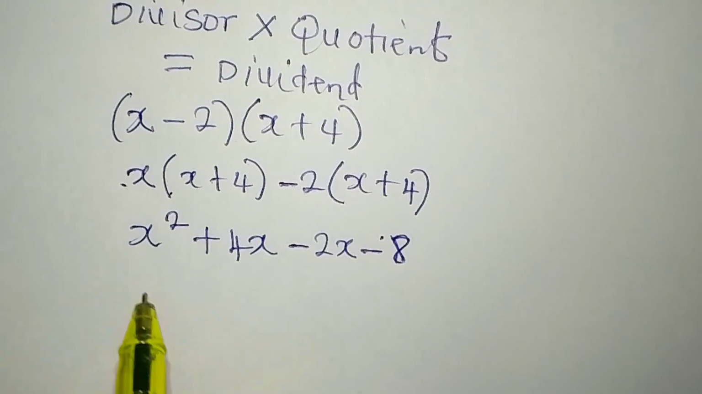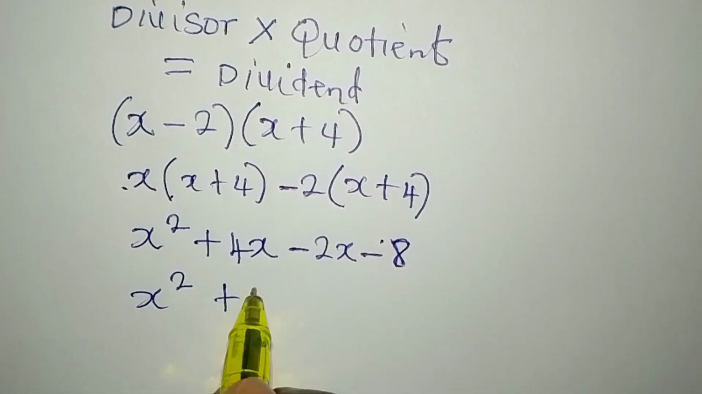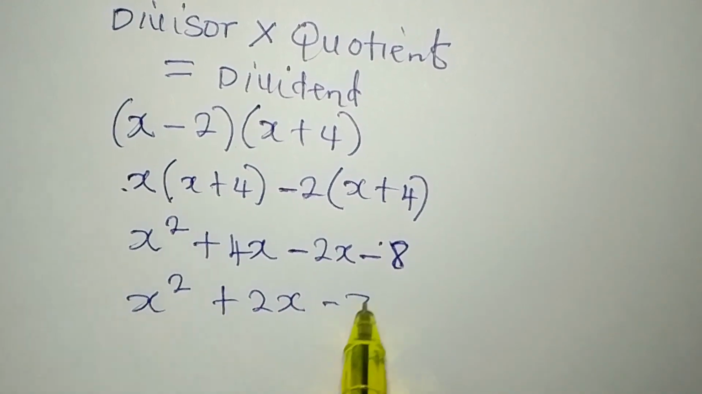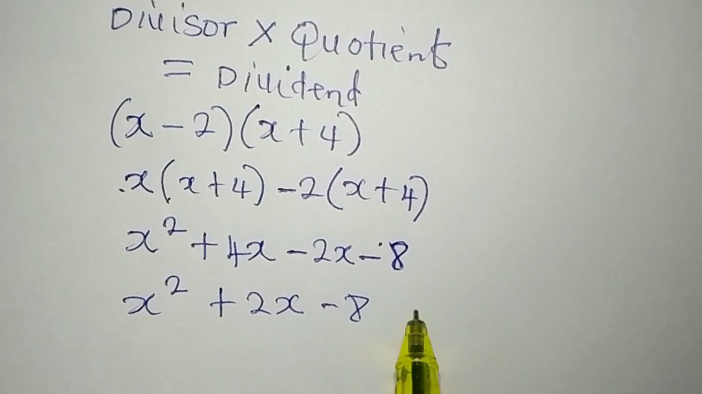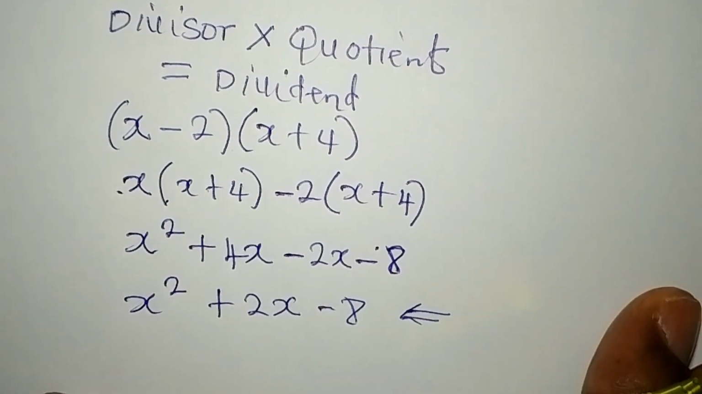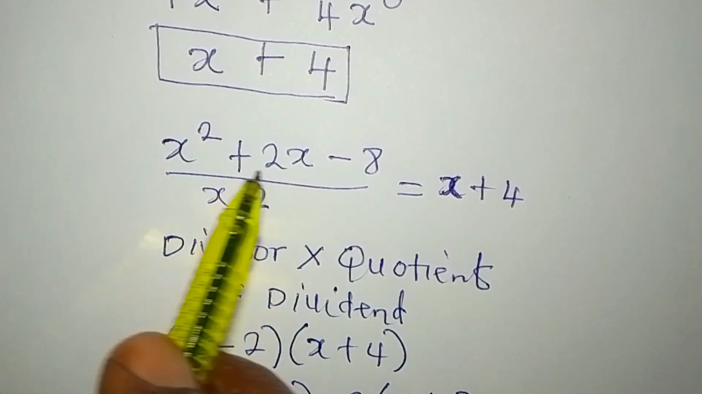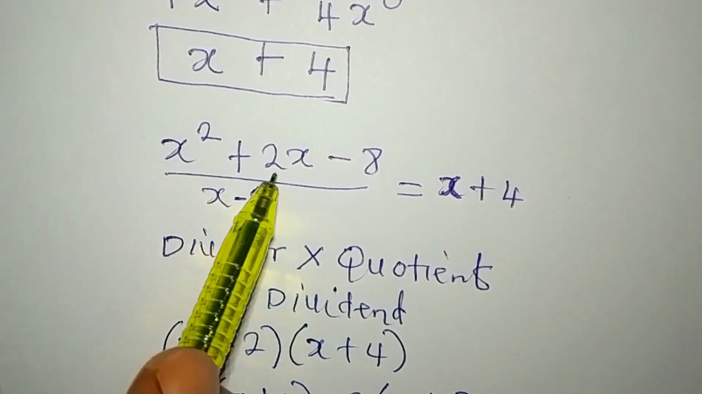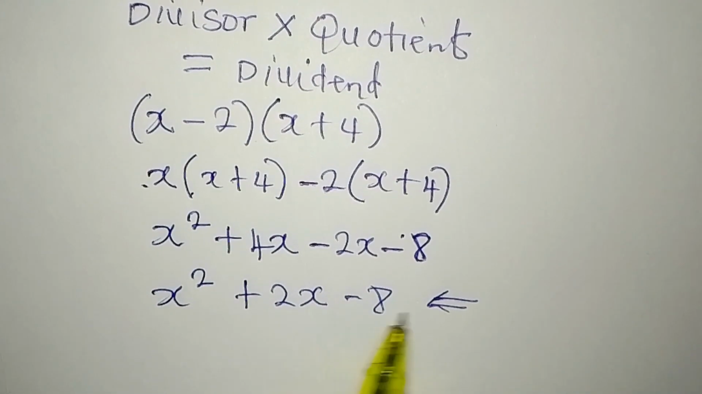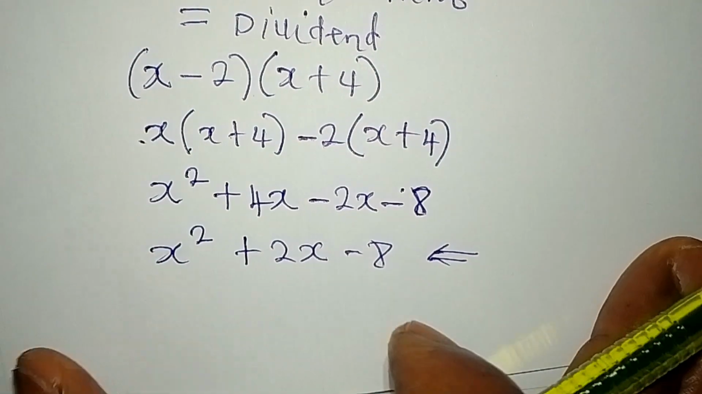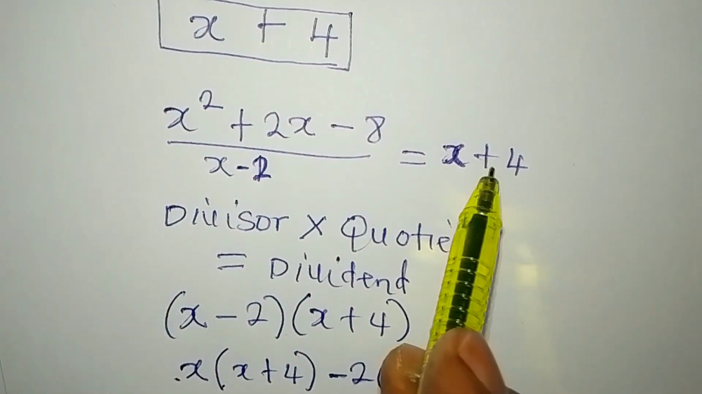So from here we have x squared. 4x minus 2x will give us plus 2x. Then we have minus 8. Now you can compare what we have here and the dividend we had in the expression x squared plus 2x minus 8, and we have x squared plus 2x minus 8. So we are very correct to say that if you divide this by this, you get this.